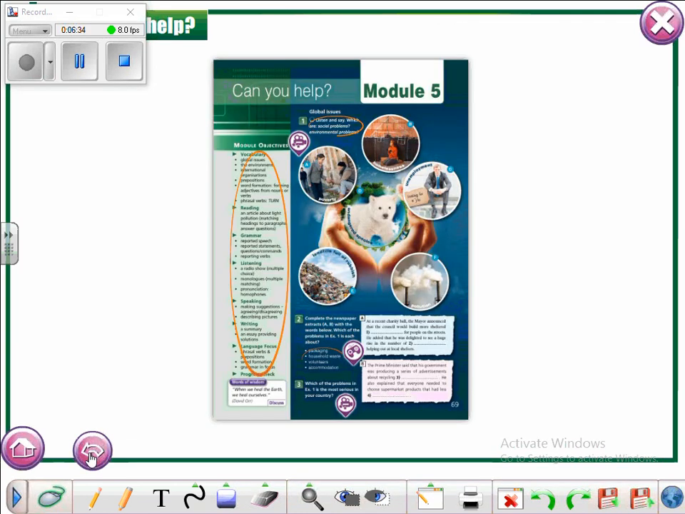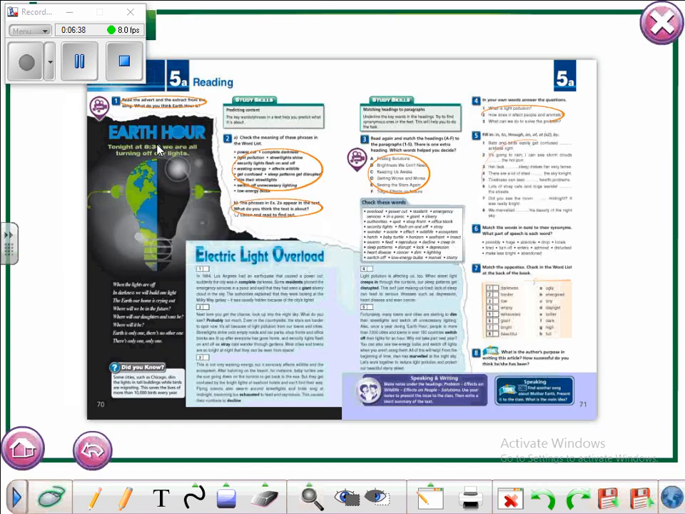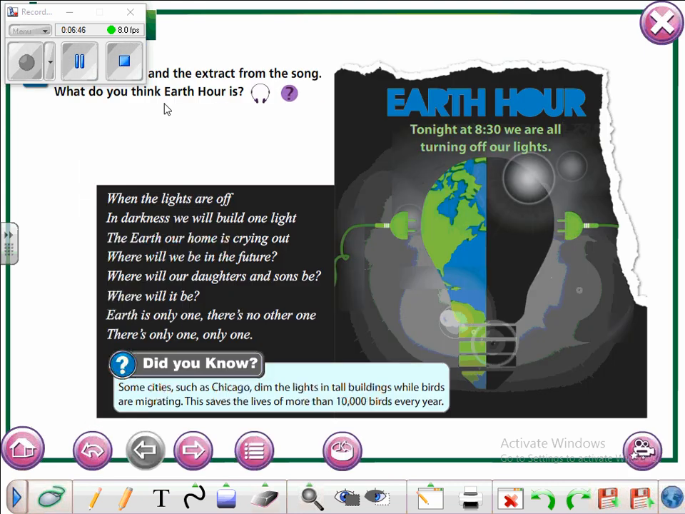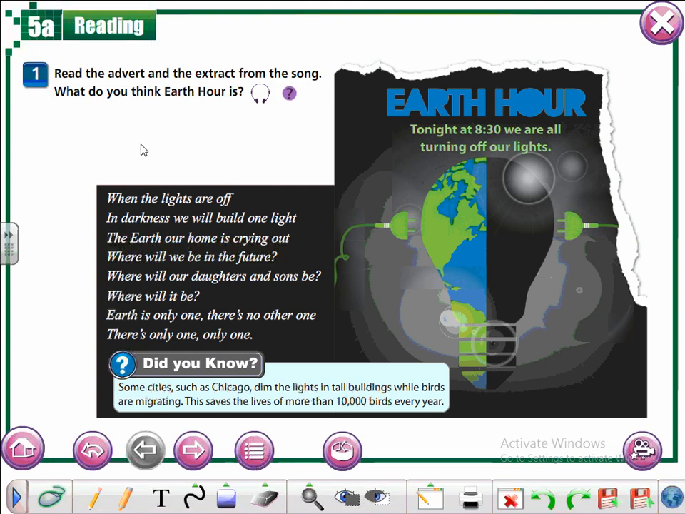Let's go back to the first part here, which is the reading part. Okay, so kindly open page 70. What do we have here? Okay, so this is an advert and the extract from the song.